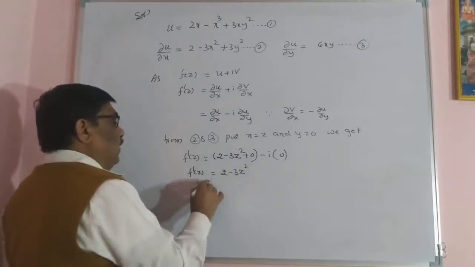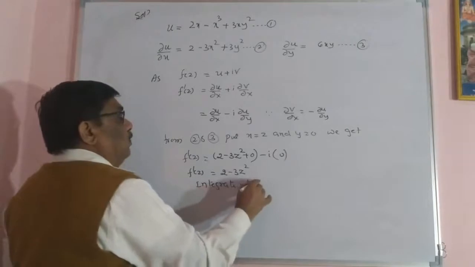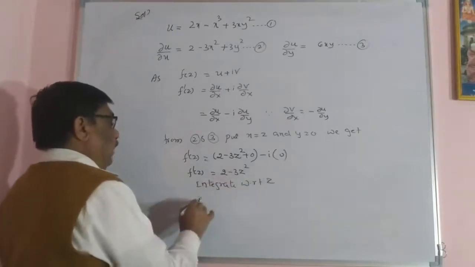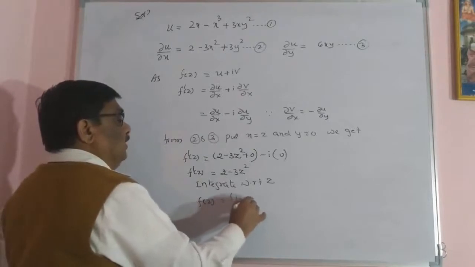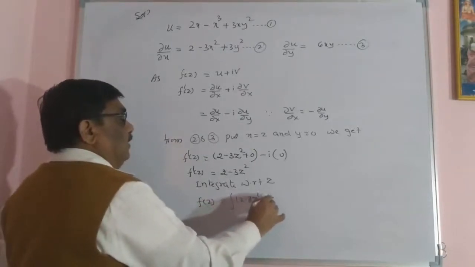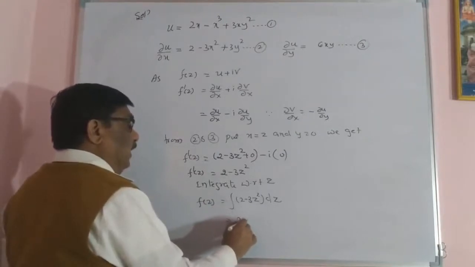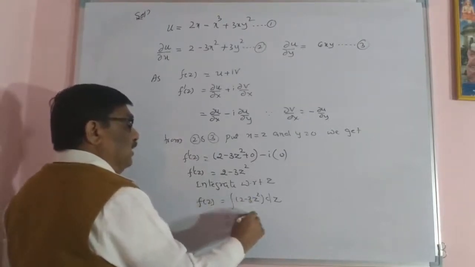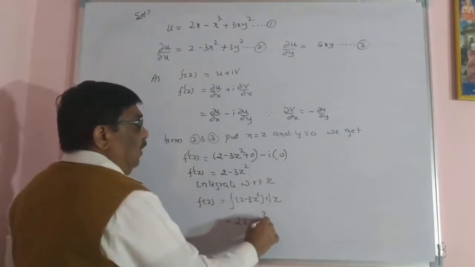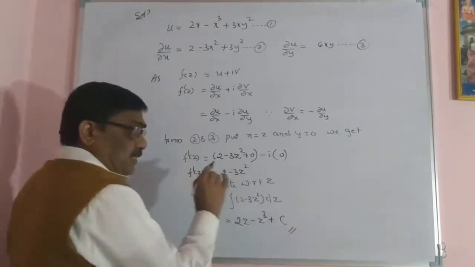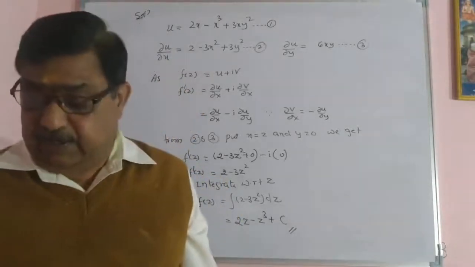Integrate with respect to z. f of z equal to the integration of 2 minus 3z square into dz. 2 outside, integral of 1 is z, minus 3 outside, z cube by 3, the 3 cancels, it is z cube, plus the integration constant. See, that's all, you get it. Over. This is the analytic function.